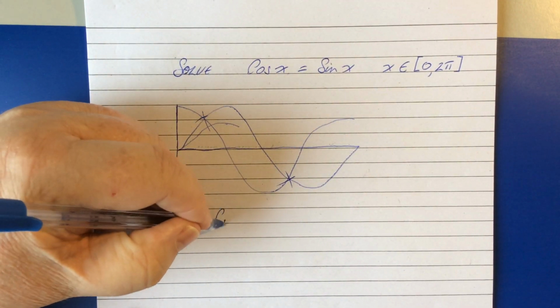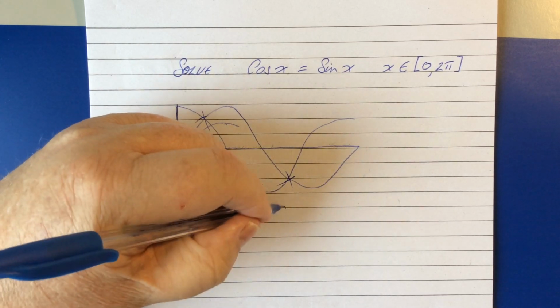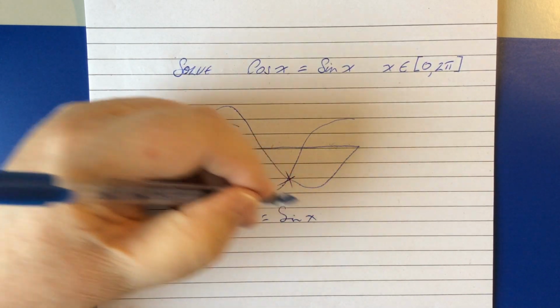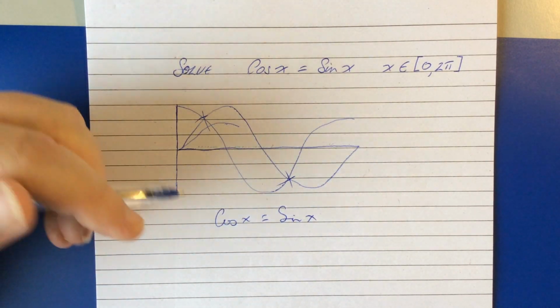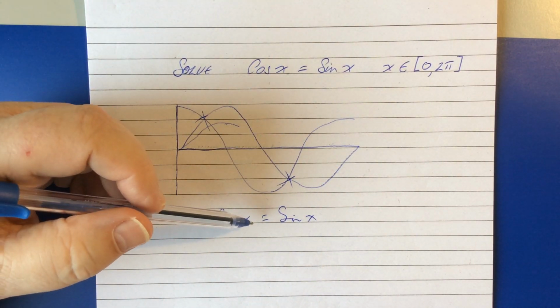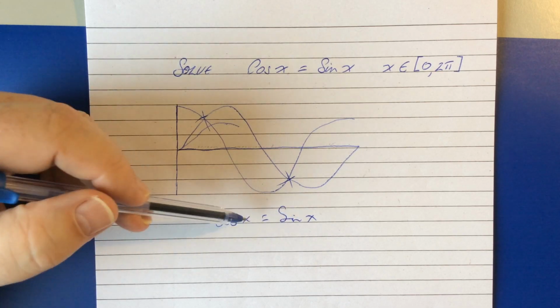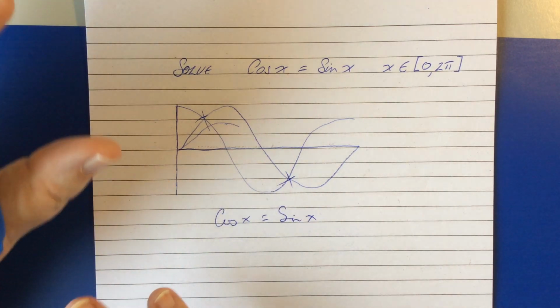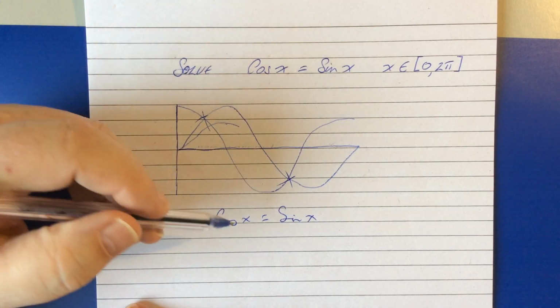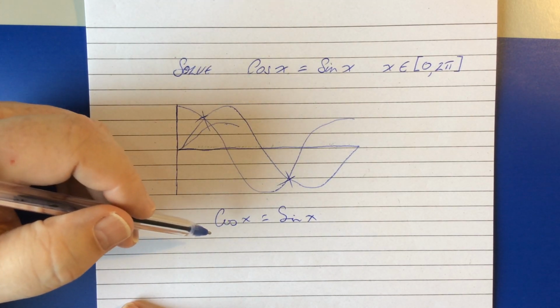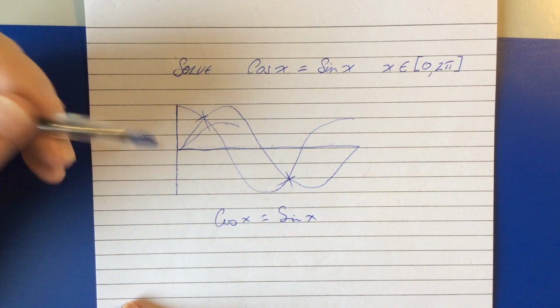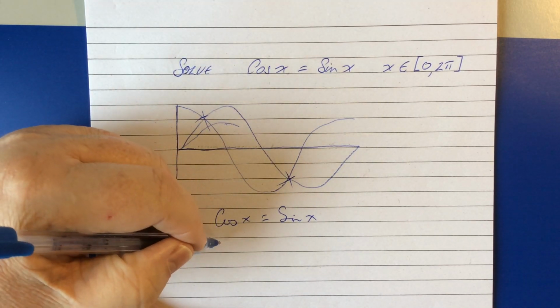Well, we've got cos x equals sine x. And what we're going to do is use what's called a trig identity. We're going to try and reduce this to one term with a value that it is equal to. And in order to do that, I'll just go ahead and do it.